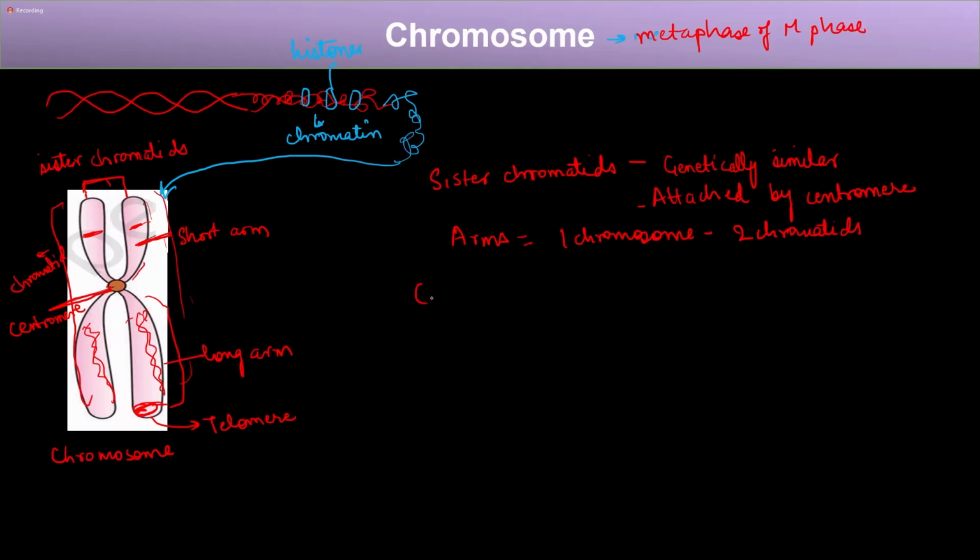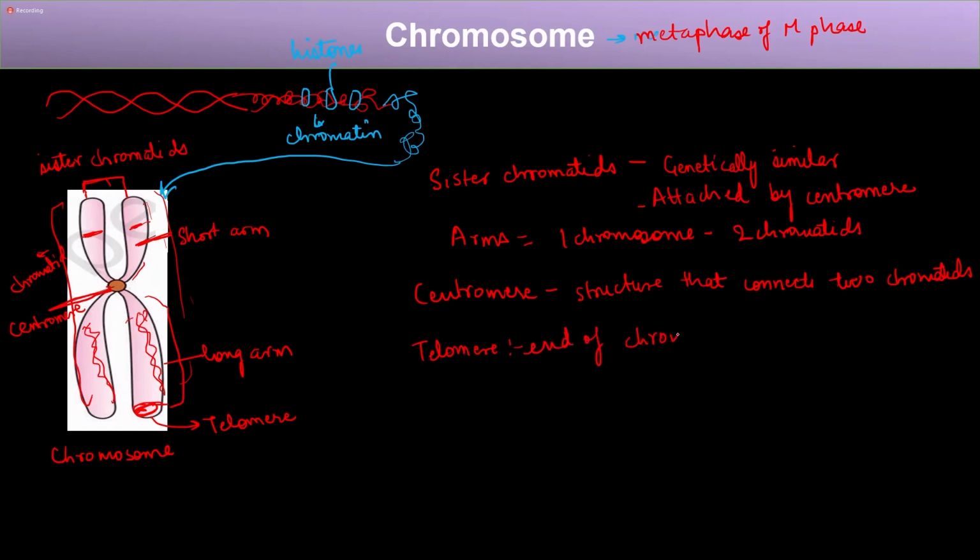Now, the third structure is what we saw as the centromere. What is the centromere? It is a structure that connects two chromatids, right? And then telomere. What is telomere? It is the end of the chromosome. Okay. So this is all about the structure of the chromosome.